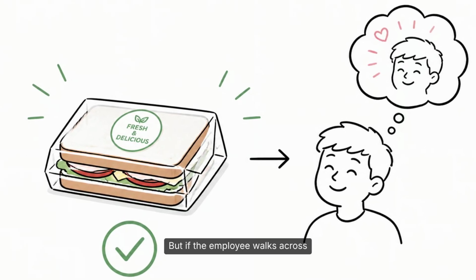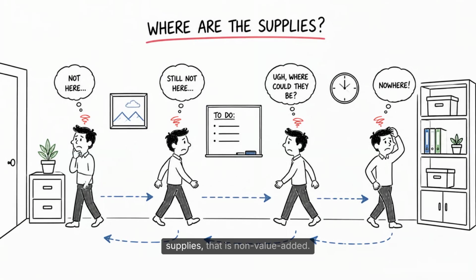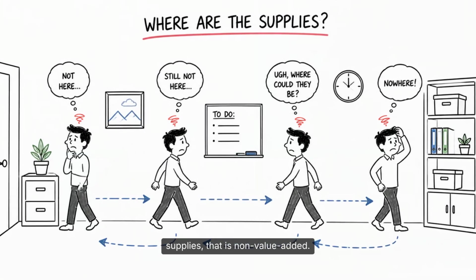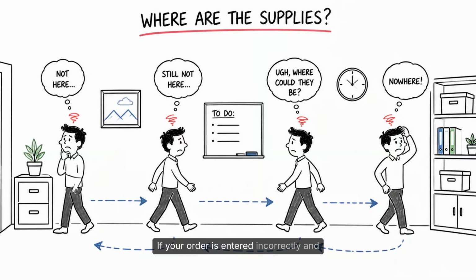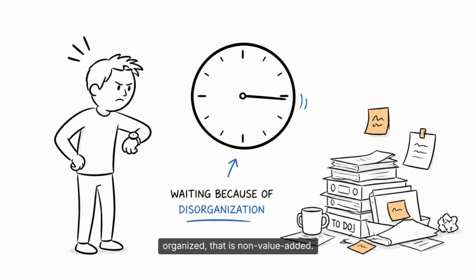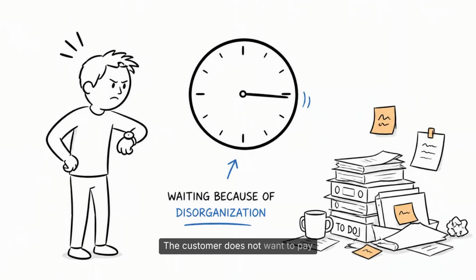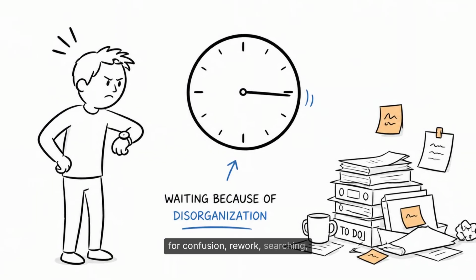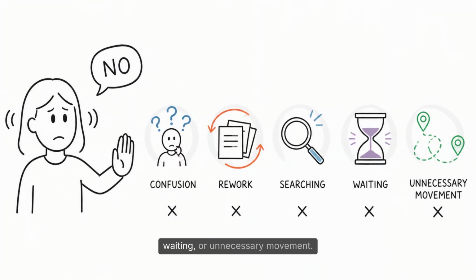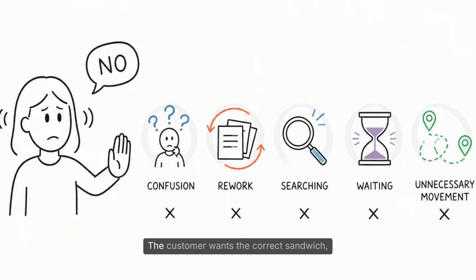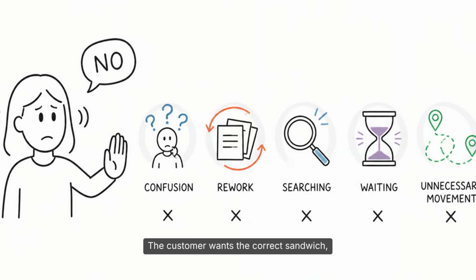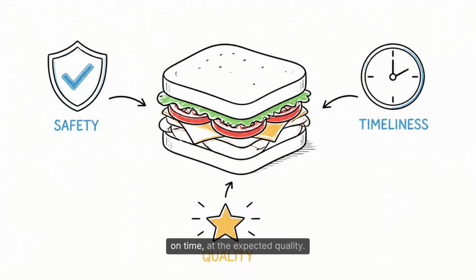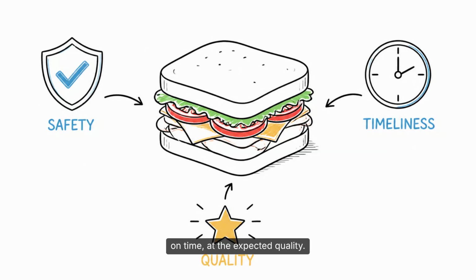But if the employee walks across the room 3 times to find missing supplies, that is non-value added. If your order is entered incorrectly and must be corrected, that is non-value added. If you wait because the process is poorly organized, that is non-value added. The customer does not want to pay for confusion, rework, searching, waiting, or unnecessary movement. The customer wants the correct sandwich, prepared safely, delivered on time, at the expected quality.